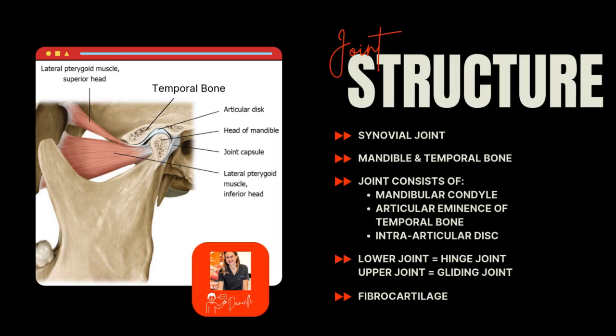The temporomandibular joint is a synovial joint. In this picture, we can see the head of the mandible, which articulates with the temporal bone on both sides. Each joint includes the mandibular condyle, the articular eminence of the temporal bone, and an intra-articular disc between them. This disc divides the joint into two parts. The lower joint is a hinge joint between the condyle and the inferior surface of the disc, and the upper joint is a gliding joint between the articular eminence and the superior surface of the disc. The articular surfaces are covered by fibrocartilage, which can repair and remodel, unlike hyaline cartilage found in most other synovial joints.